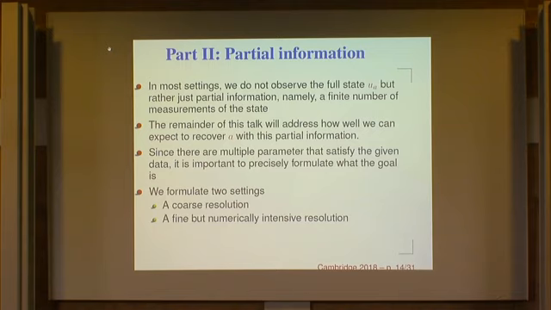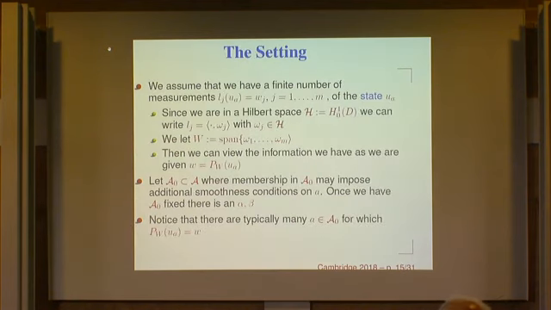Okay, so now I have this partial information, I want to see what I can do. And the first thing you have to do, you have to be very careful, is to formulate correctly what you mean about recovering A. Because if you have partial information, A is definitely not uniquely determined. There'll be a lot of A's that satisfy that. So what do you mean you want to recover A? There's not a unique A. And I'm going to give you two settings. One will be, of course, a coarser resolution and the other a finer resolution.